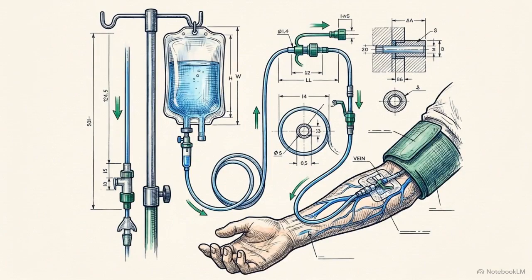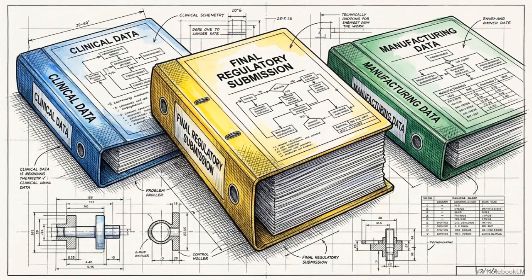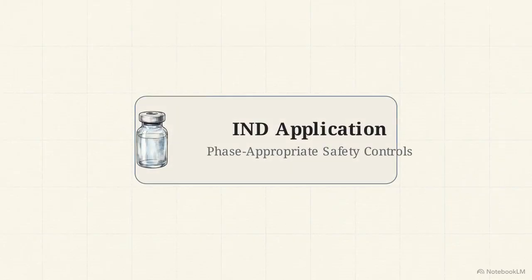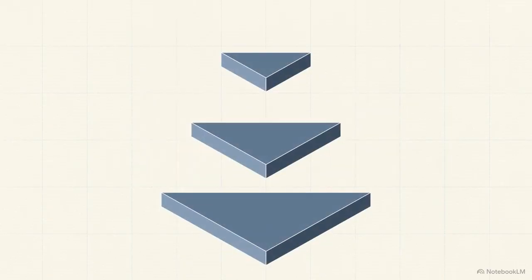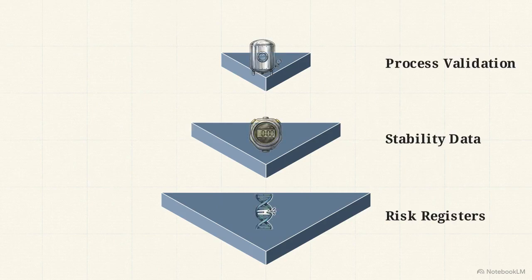The CMC control strategy does not end at the manufacturing loading dock. It extends continuously through the infusion line into the patient. We conclude in Module 8 by merging Asteria's parallel development tracks into their final regulatory submissions. An IND requires phase-appropriate safety data, but a commercial application requires a fully justified control strategy integrating risk registers, stability, and process validation. Watch the central axis line align these layers.